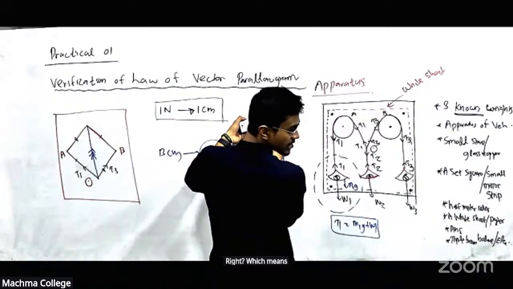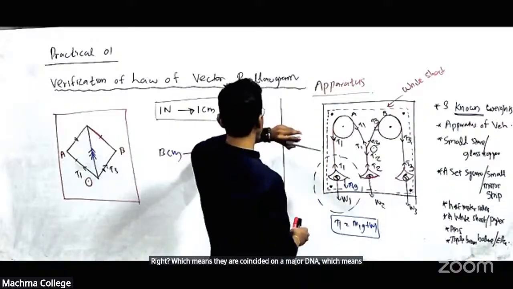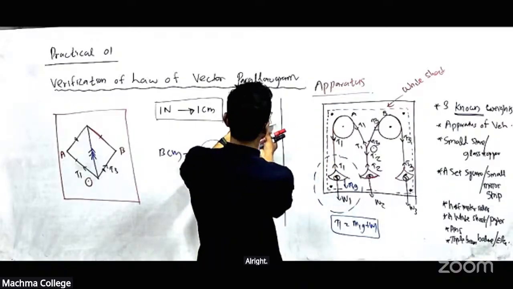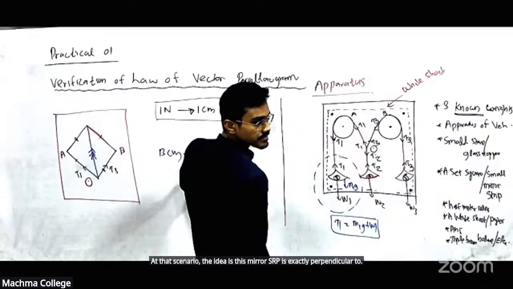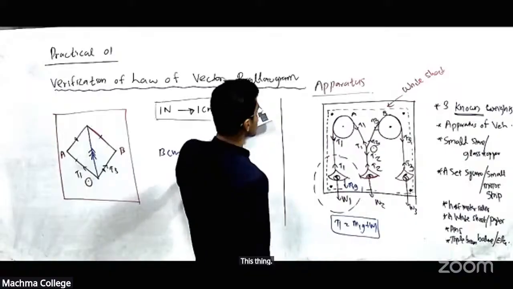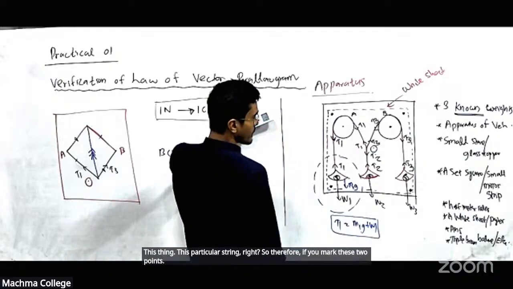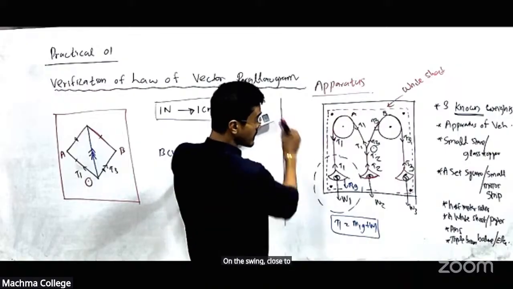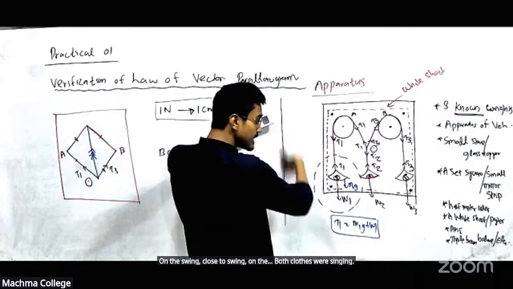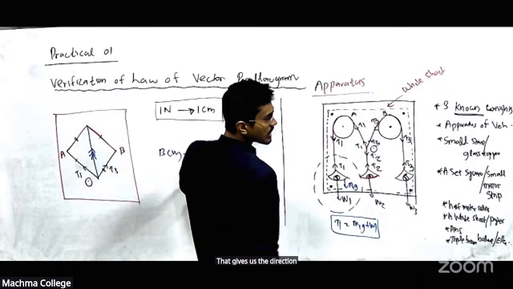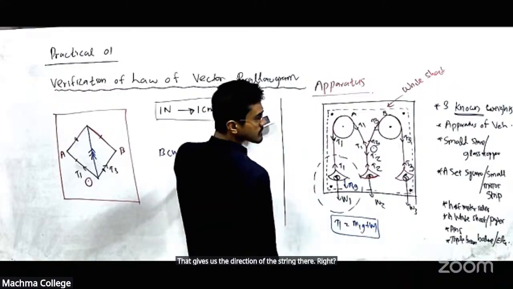Which means they are coincided. At that scenario, the idea is this mirror strip is exactly perpendicular to the string. It is perpendicular to the string, right? So therefore, if you mark these 2 points on the board close to the string, that gives us the direction of the string there, right? Correct?